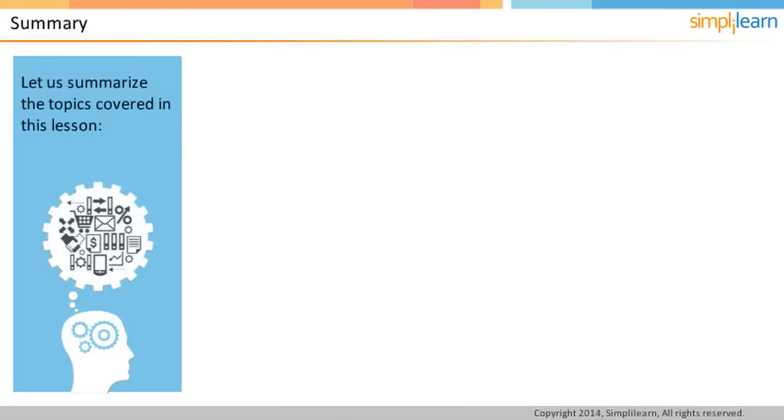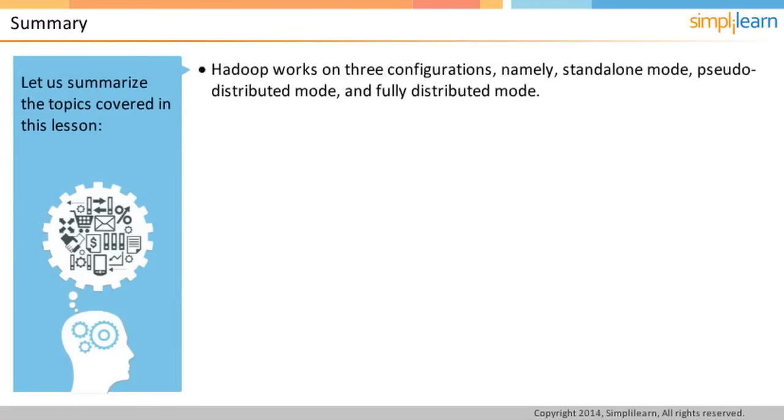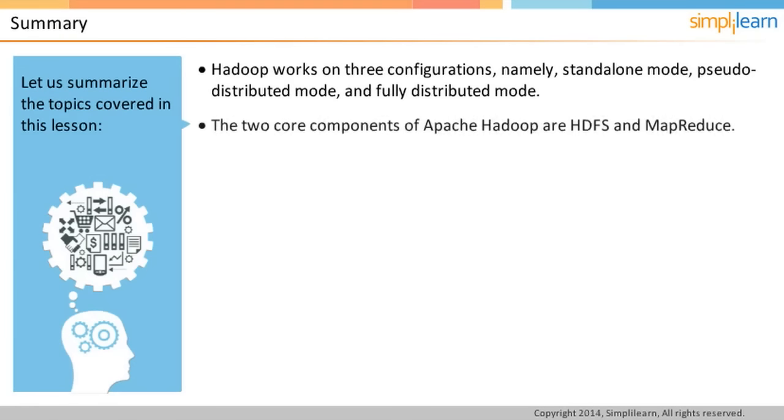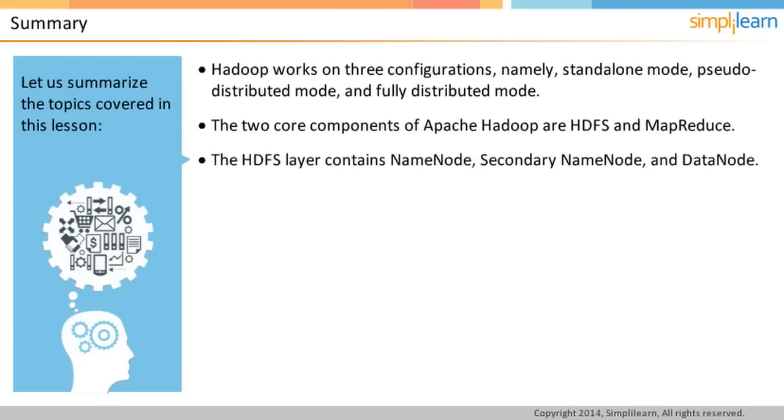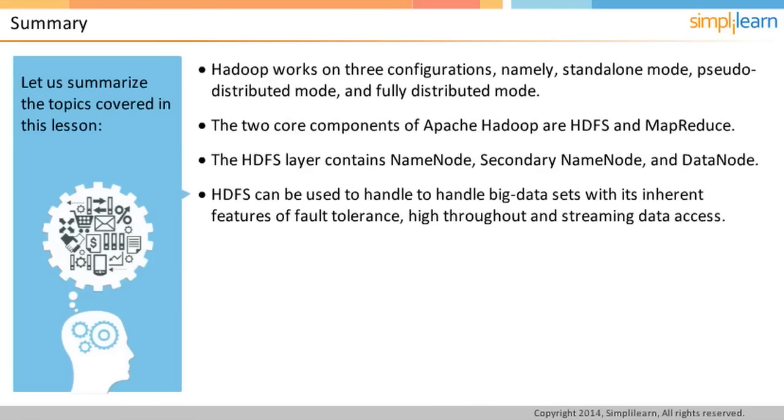Let us summarize the topics covered in this lesson. Hadoop works on 3 configurations, namely standalone mode, pseudo-distributed mode, and fully distributed mode. The 2 core components of Apache Hadoop are HDFS and MapReduce. The HDFS layer contains name node, secondary name node, and data node. HDFS can be used to handle big data sets with its inherent features of fault tolerance, high throughput, and streaming data access.